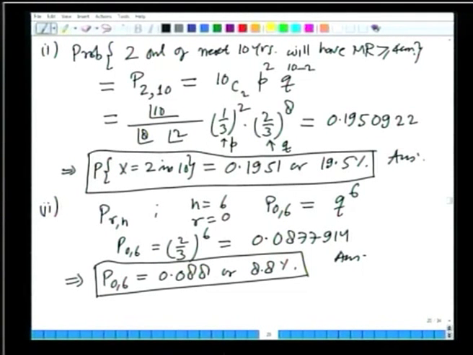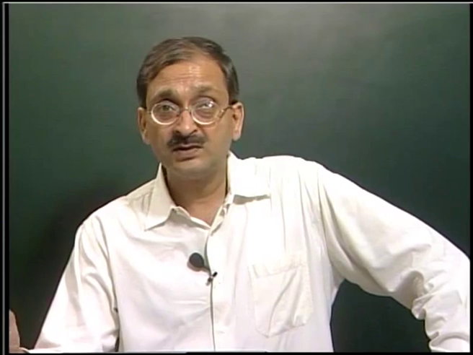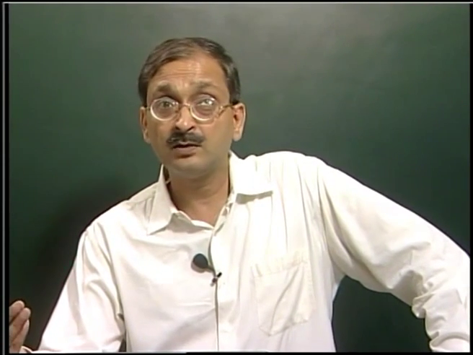Okay. Now, let us move on and look at the third one, which says what? Let me go back here, this one. It says that find the probability that in next 5 years, at least 3 of the years will have a March runoff, that is this. Okay. So, event A will occur a minimum of 3 times in next 5 years, that is what we have to find. So, this is a slightly different kind of probability in which the at least is involved.